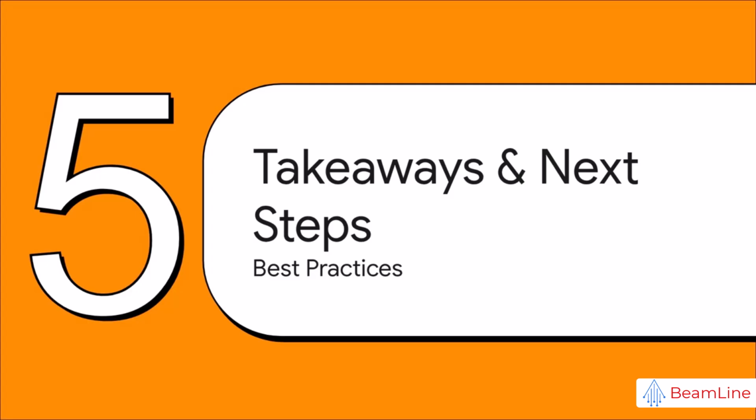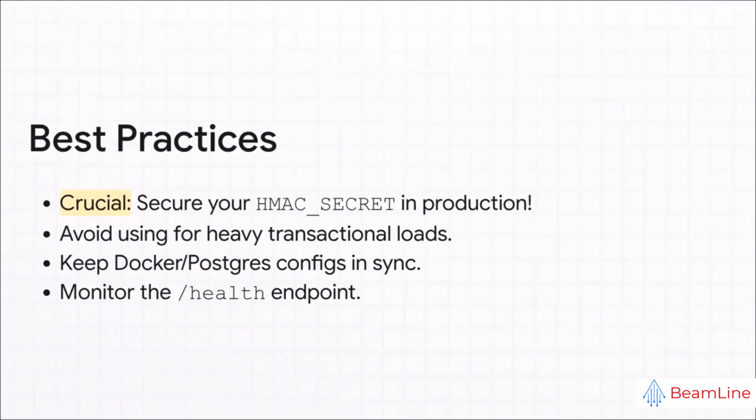So, let's start to wrap this up. We'll go over the key takeaways and talk about some really crucial best practices you need to keep in mind when you're getting started with DevState. Okay, a few things to keep in mind. First, and this is absolutely non-negotiable, you have to secure your HMAC secret in production. The default one is just for development. Seriously. Also, remember, DevState is for state and audit, not for super heavy, high-frequency transactional stuff. And like with any service, keep your configs in sync and keep an eye on that health endpoint.